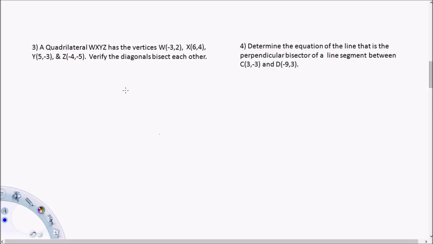We have 2 more questions here. Don't forget to pause the video, try the questions on your own, and then unpause the video and see how you do. So question 3 says, a quadrilateral WXYZ has these vertices.